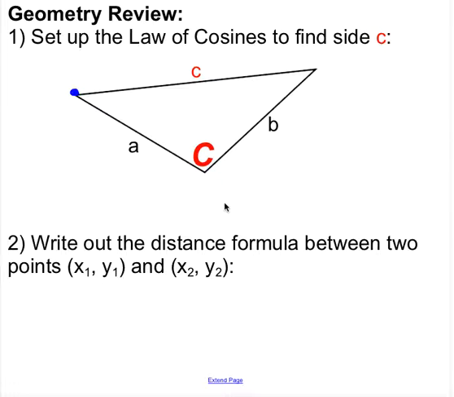All right, to start our lesson, we need to remember what the law of cosines is and how we set it up in order to find c. And we can also describe this length as the distance between 2 points, right? If I call this point x1, y1, and I call this point x2, y2, there's another way to describe the same distance. So let's do that first.